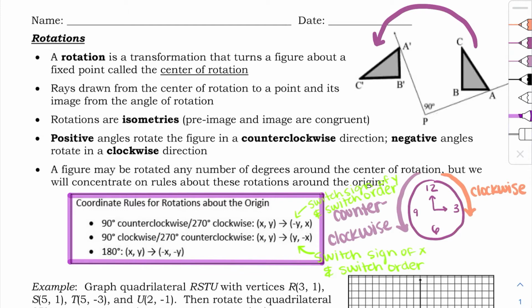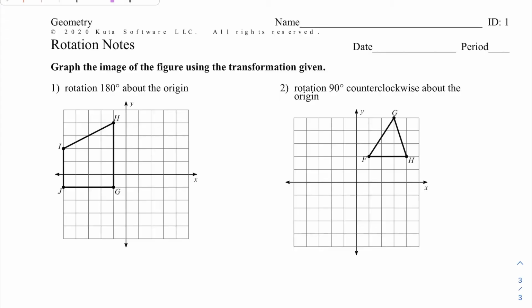Finally, a rotation of 180 degrees. It doesn't matter whether you're going clockwise or counterclockwise, you'll end up in the same position. The rule for this is (x, y) changes to (negative or opposite x, negative or opposite y). This is simply switching the signs of x and y. They stay in the same position. Let's look at some examples.